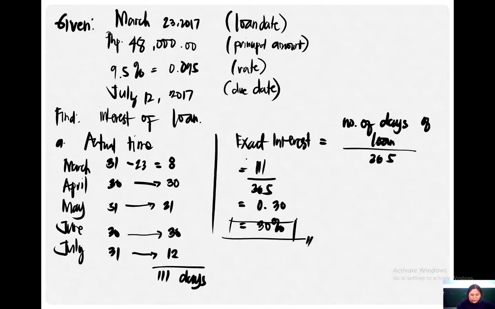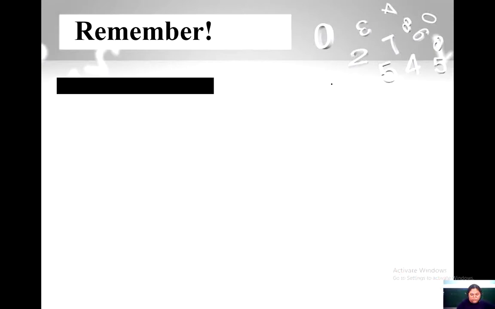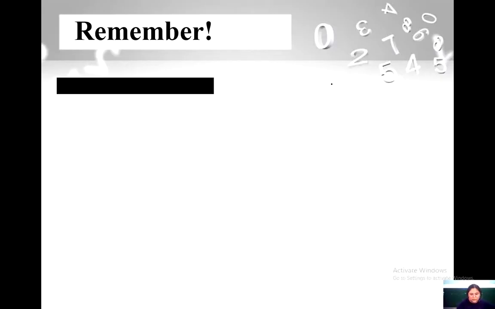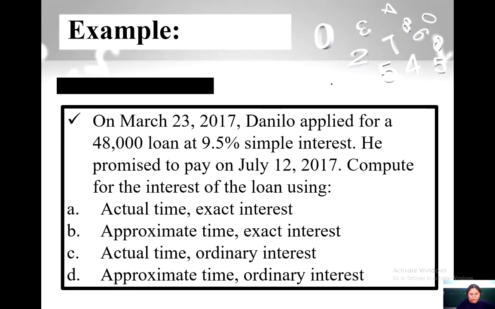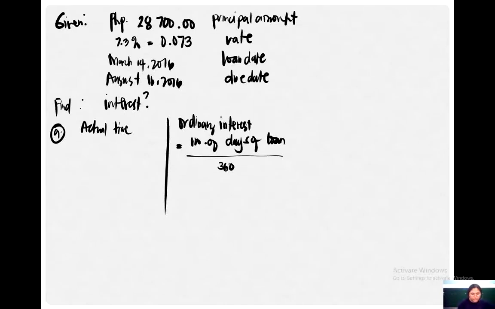Okay. So for 365, that's exact. Okay, so let's go back to the definition. When it's ordinary, it's 360. Okay, just for the class clarification, 360. So yes, this is correct.